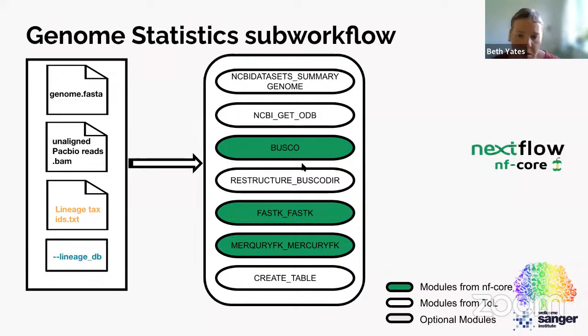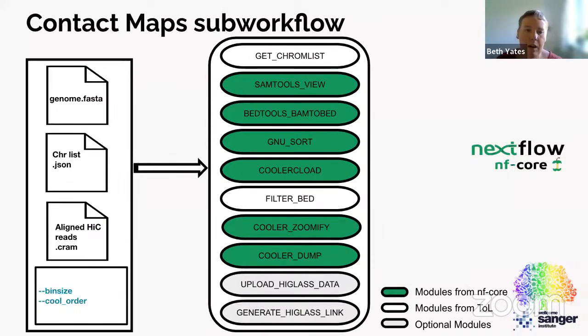Once Busco is completed, we tidy up the output from that and formulate it in a way that we want for our output. We run FastK and Merqury to generate completeness scores, QV scores. And then the final step is pulling all the information from these different things into a table, which is one of the outputs from the pipeline. So the statistics that we calculate all go into that table. We have the contact maps sub-workflow, which we use to produce the Hi-C map.